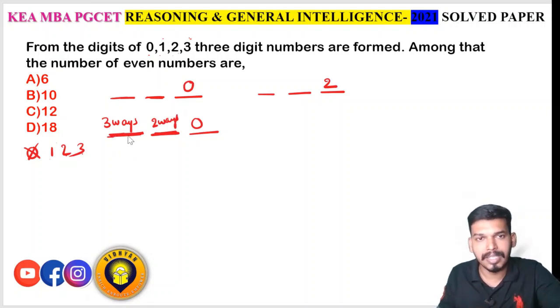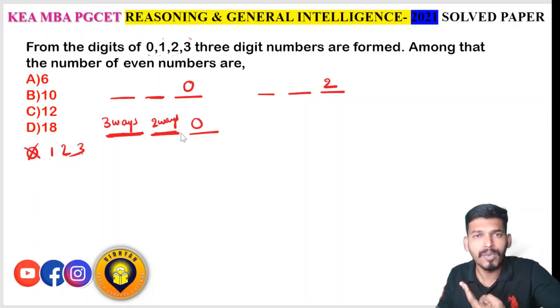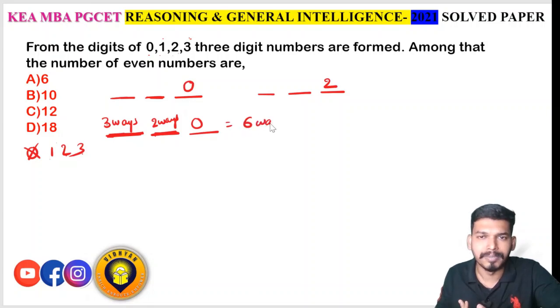So in the first place there are 3 digits, so you can place them in 3 ways. Next, once one number is occupied, you are left with only 2 digits. So those 2 digits you can place in 2 ways. Therefore 3 ways into 2 ways, total 6 ways. That means you will get 6 even numbers that are ending with 0.